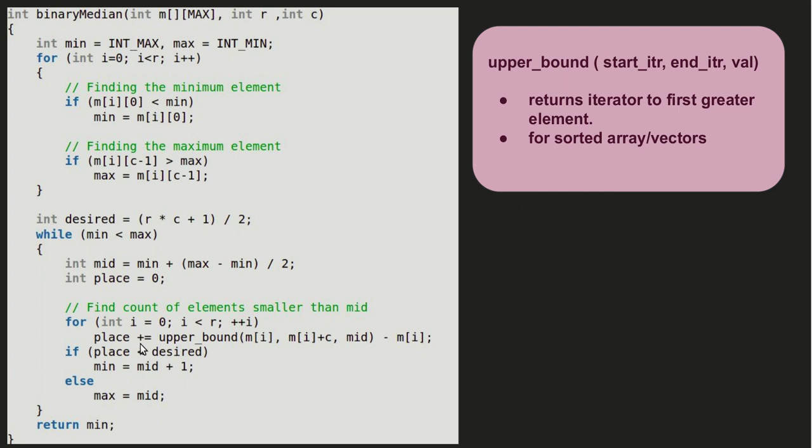Now when we find the place, if place is less than desired, we update min to mid plus 1, otherwise max becomes mid, as we discussed earlier. When this loop terminates, we come out of the loop and return min, because at last min stores the median of the matrix.